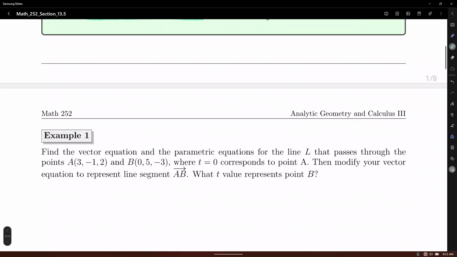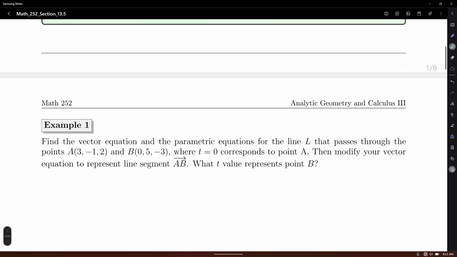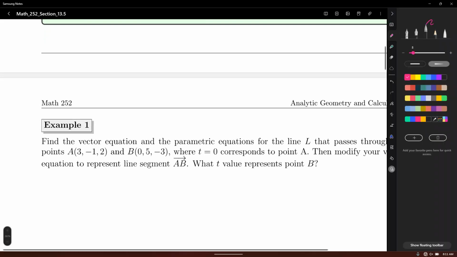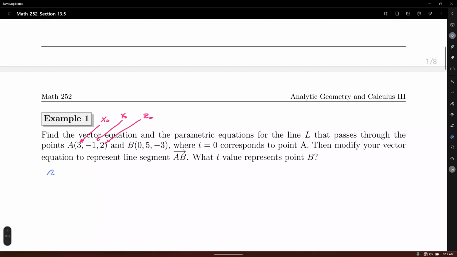So to describe a line in space, we need an initial point, which we're given, that's point A. And we need as well a direction vector. We have 2 points. We can do terminal minus initial to describe that direction vector. Okay, let's do some labels here. So let A have coordinates x0, y0, and z0. All right. So that's going to be our initial point. And so this describes the vector AB.